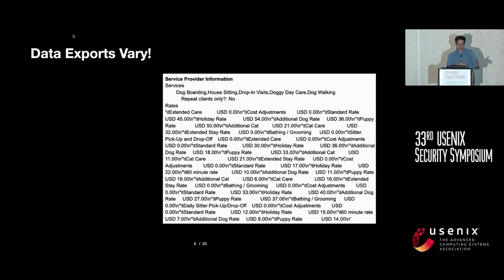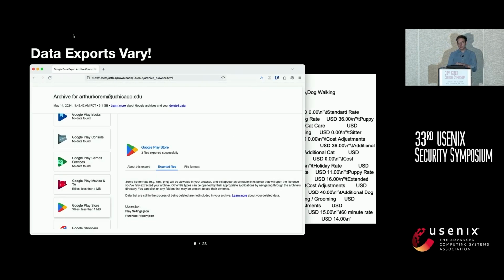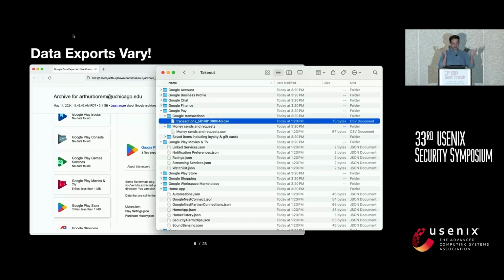Just like with the DSARs, data exports also vary quite a bit. It could be a single PDF with this jumble of information here, or it could be an interactive HTML file that gives you some explanation about what data you're looking at. But more often than not, it'll just include a bunch of files.